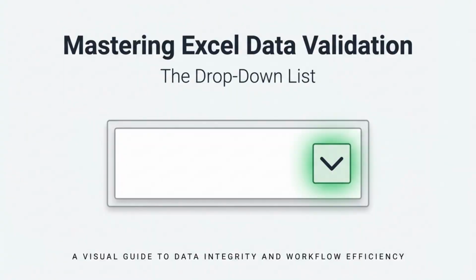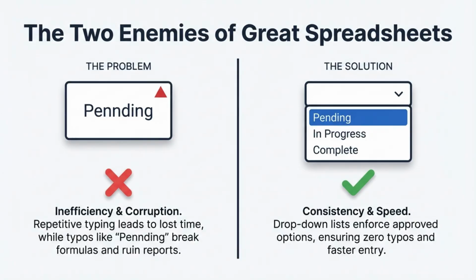Hi everyone! Today I'm going to show you one of the most useful features in Microsoft Excel, how to create a drop-down list. Drop-down lists are fantastic for two reasons. First, they speed up data entry so you don't have to type the same thing over and over. And second, they prevent spelling mistakes by ensuring that only specific approved options can be entered into a cell.